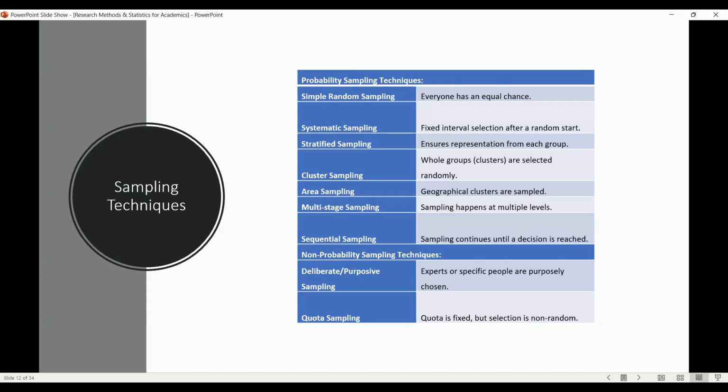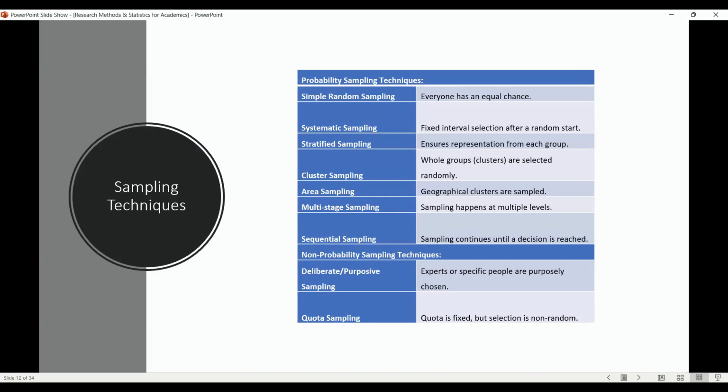This is a cluster. A cluster is nothing but a heterogeneous group. From there will be so many clusters, and you will be selecting a cluster randomly, and then you study. This is what is called cluster sampling. Area sampling like this is confined to geographical areas. Say, for example, I'm going to study with respect to Chennai district. This is called area sampling.